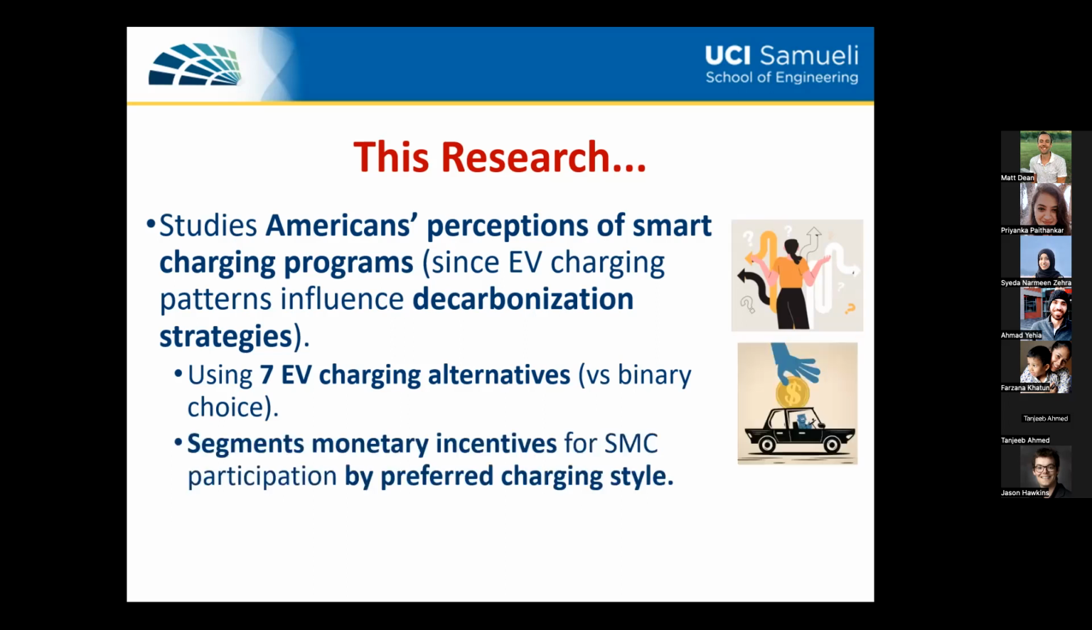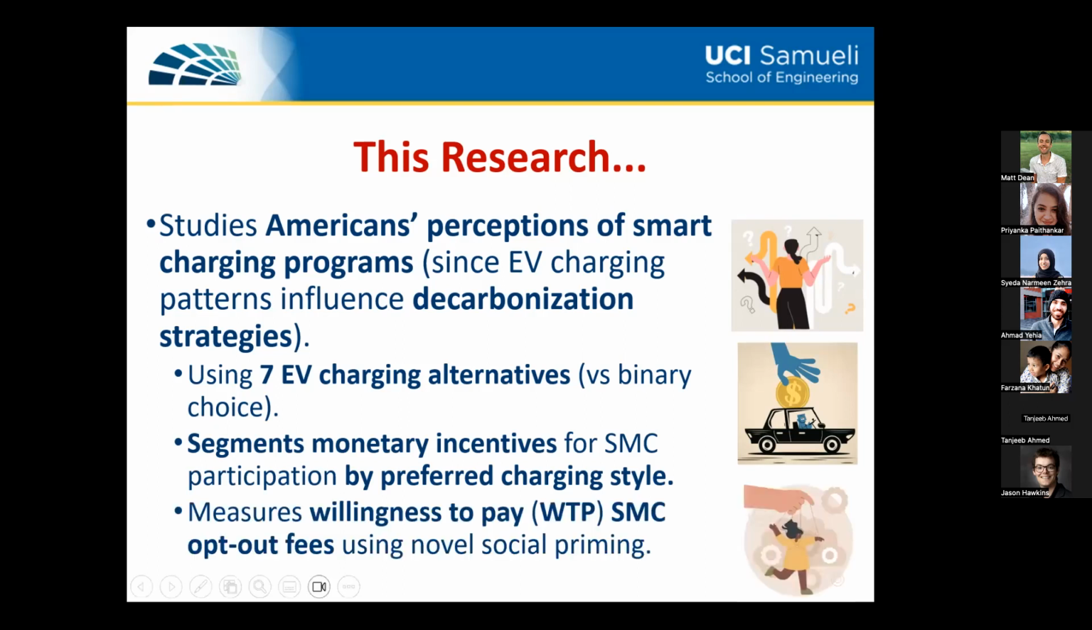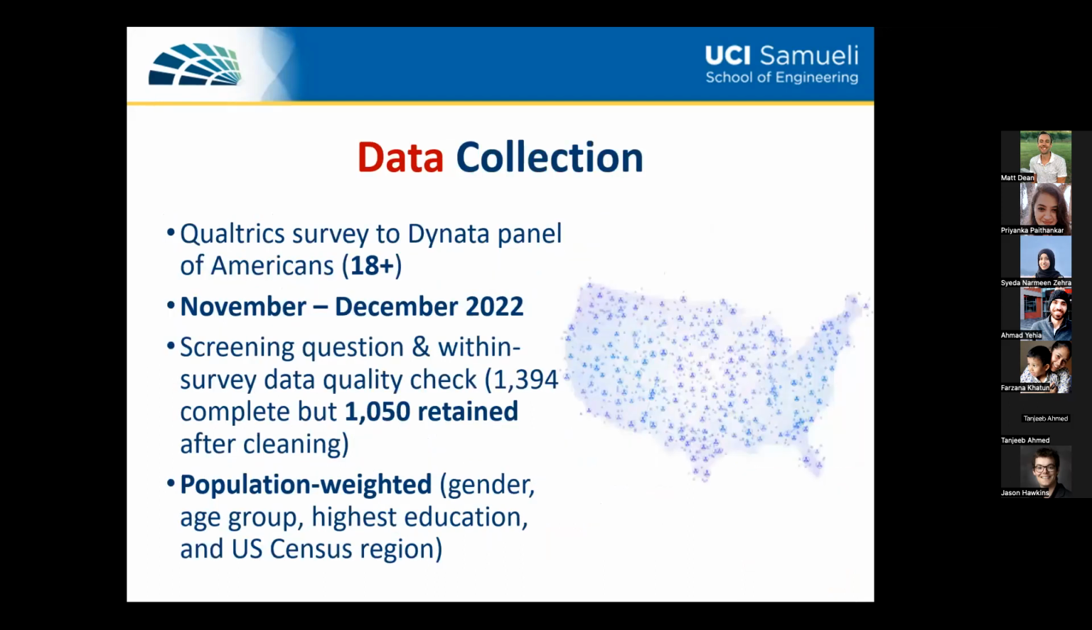We also segment the minimum monetary incentives for supplier managed charging participation by their preferred charging style without any incentive. And this allows us to show the heterogeneity in responses by preference and give information on the averages for each group. And we measure the willingness to pay monthly fees to opt out of a supplier managed charging program and use different prompts to test the effective language on changing those fees.